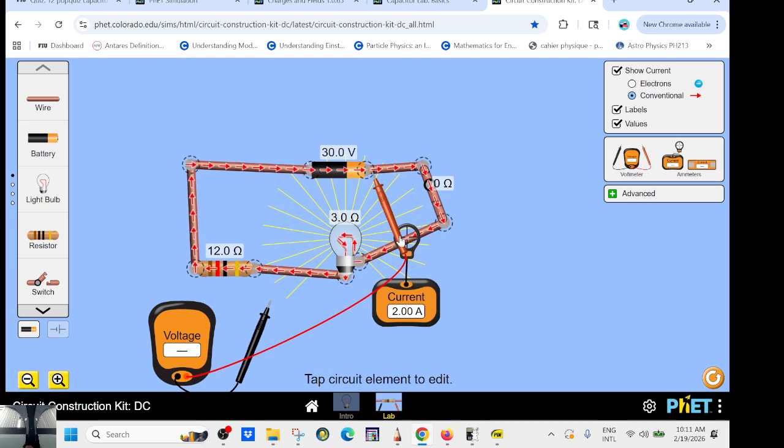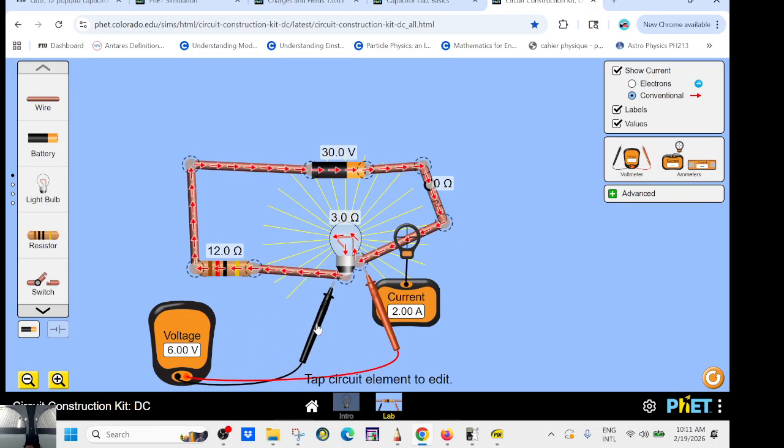If I measure the voltage across that load here, so I'm measuring the drop. So you start by 30 and now it's going to drop. What's the voltage? 6. What is 3 times 2? 6. So this is called Ohm's law. So the voltage drop across a load is going to be equal to the resistance of the load times the current going through it.